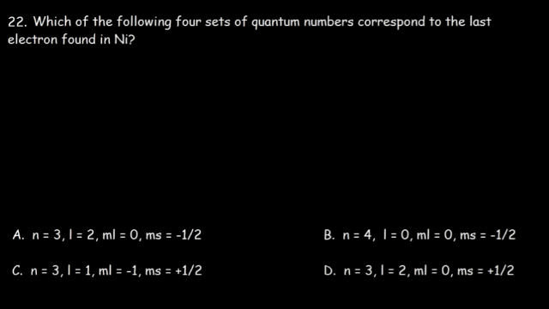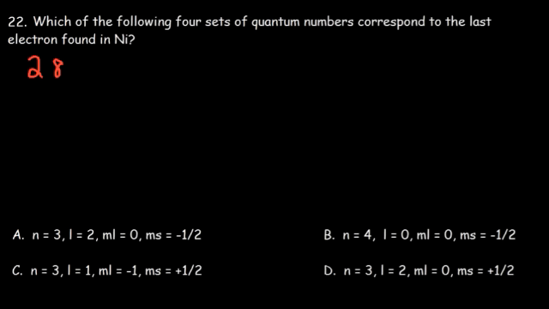Number 22. Which of the following 4 sets of quantum numbers correspond to the last electron found in nickel? Well, the first thing we need to do is find the electron configuration of nickel. So nickel, based on the periodic table, has an atomic number of 28.